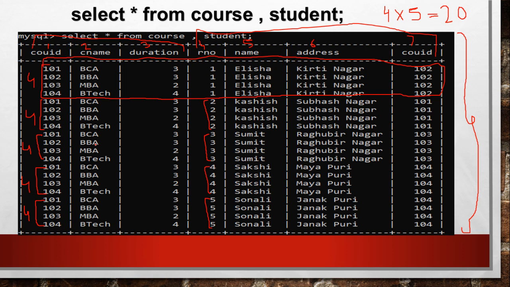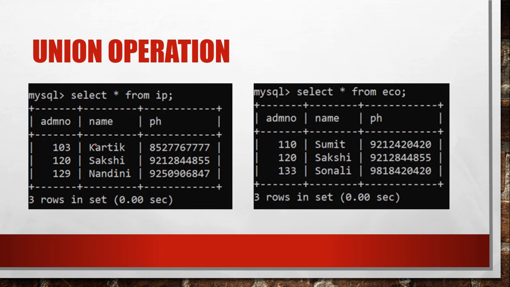So now let's move to the next relational operation, that is the union operation. We have discussed one operation, the Cartesian product. Now we are discussing the next operation, that is the union operation. So suppose we have 2 tables with us. The first table is named IP and another table is named eco. So suppose there is an institute in which IP and eco classes are going on. Suppose in IP we have these 3 students with us, and in eco also there are 3 students.